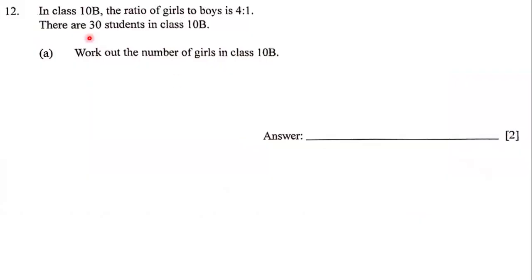Okay, next it says in class 10B, the ratio of girls to boys is 4:1. There are 30 students in class 10B. Work out the number of girls in class 10B. So for this one, we're going to first figure out what is one equal part. For one equal part, we're just going to take the total number of students, which is 30, and divide it by this sum, 4 plus 1.